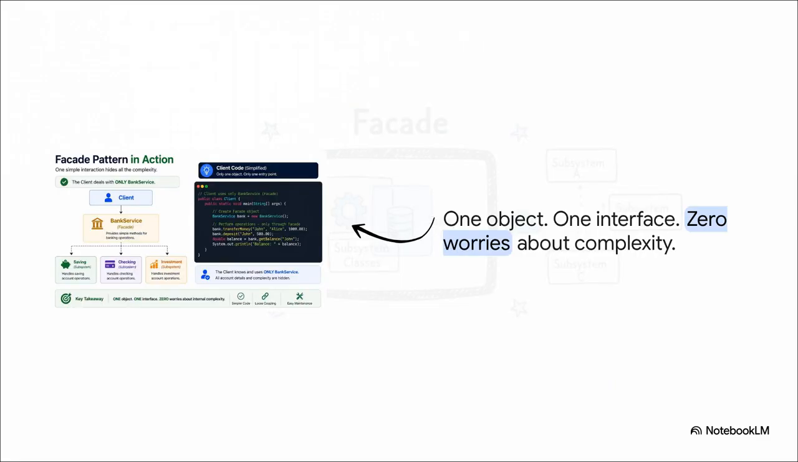And honestly, this is the big payoff right here. The resulting client code is just so incredibly elegant. You instantiate one single object, your bank service. Then you perform your operations strictly through it. You transfer, you deposit, done. One object, one interface, zero worries about the underlying database logic or complex subsystem rules. It makes the client code phenomenally easy to read, creates that crucial loose coupling we always want, and makes the whole system drastically easier to maintain long-term.